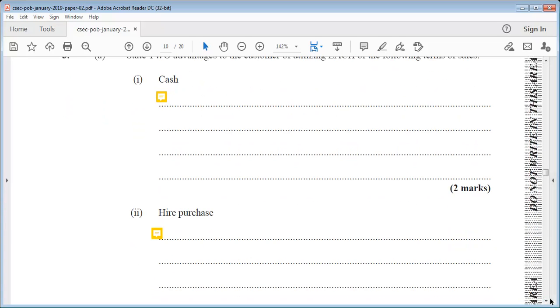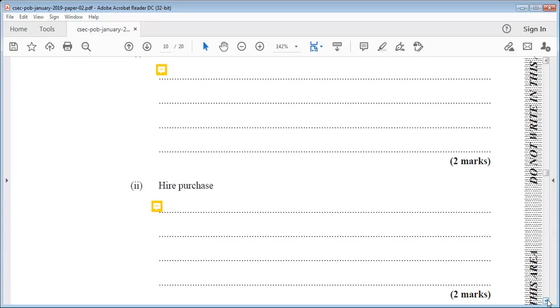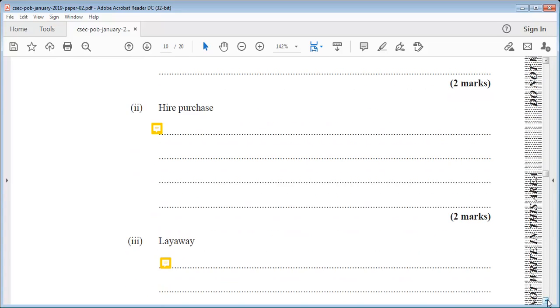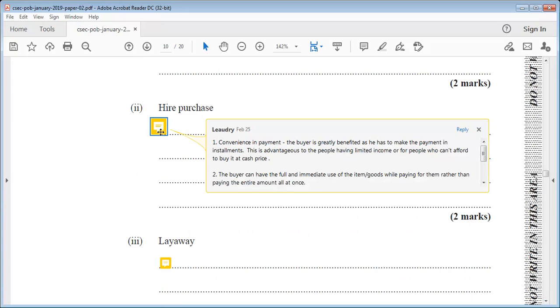What about advantages of hire purchase? This is worth 2 marks too. So, advantages of hire purchase. One, it is convenient in payment. The buyer is greatly benefited as he has to make the payment in installments. This is an advantage to people having limited income, for people who can't afford to buy at the cash price.